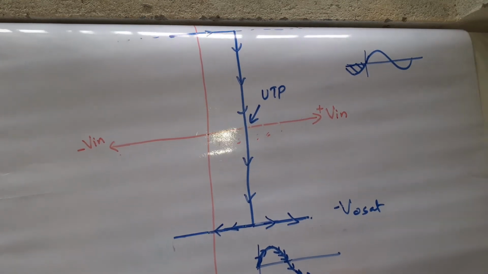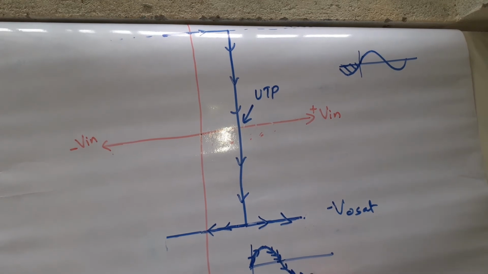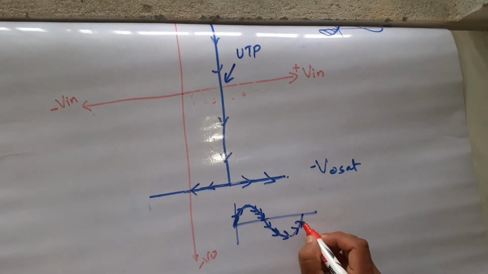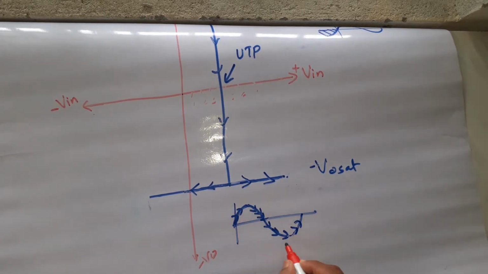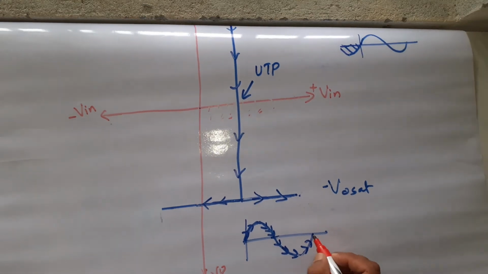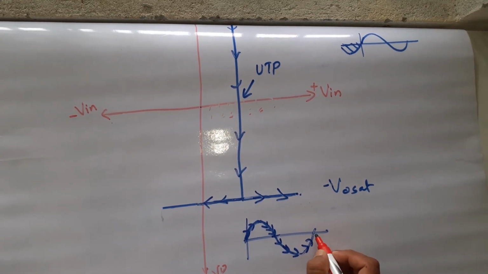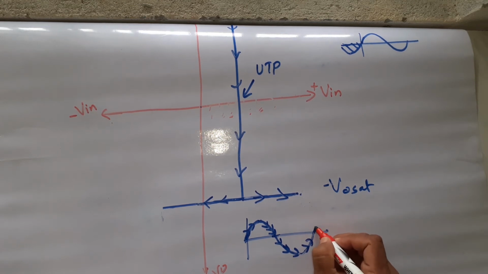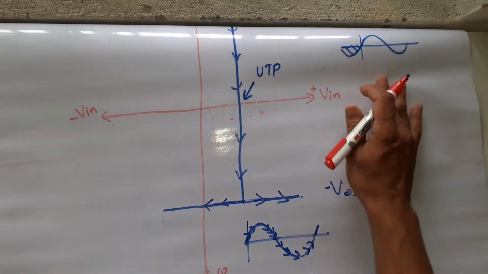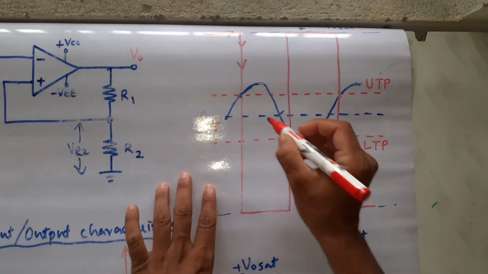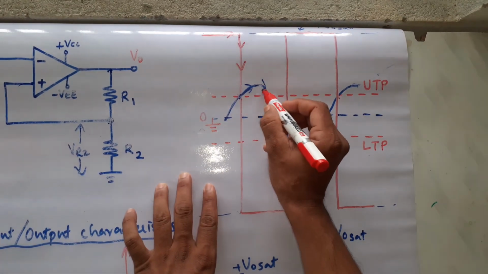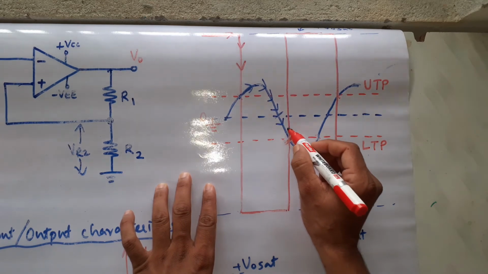Further, your input starts decreasing and reaches the zero line again. Right? It reaches the zero line, increasing, decreasing like this. After crossing zero also, your output will not change. Negative direction over, now positive direction, it will increase. When it reaches UTP, once again I will come to this. This portion is done. Right?